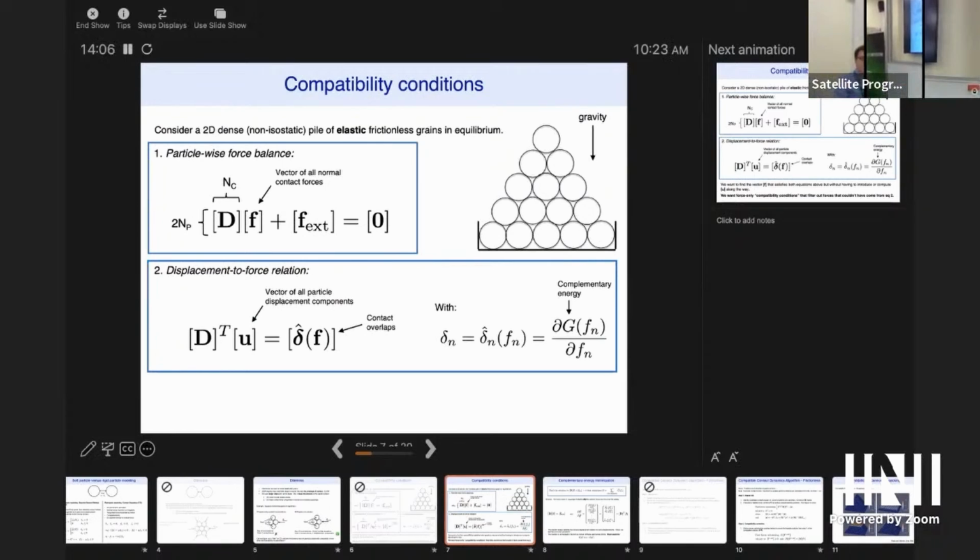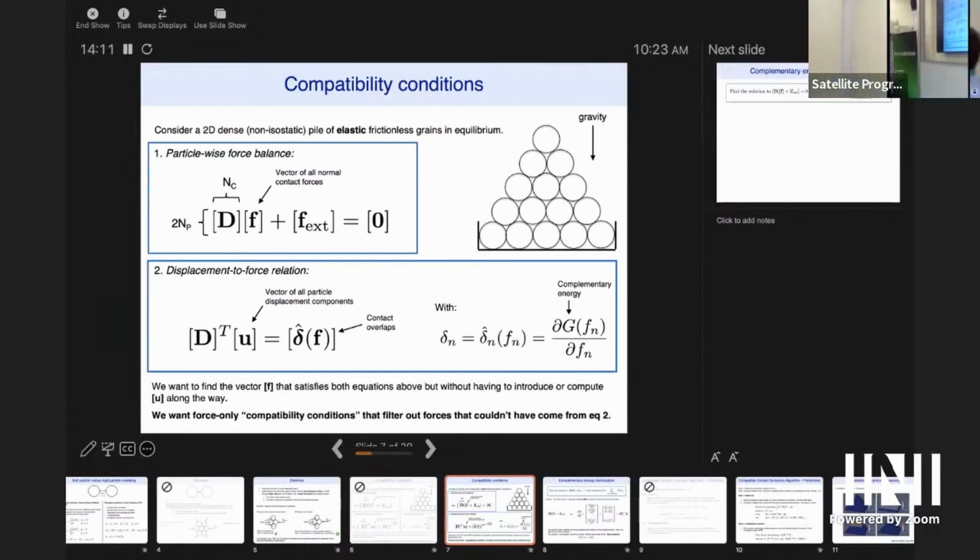So let me return to my question and state it now according to these mathematical statements. I want to find that vector f. It needs to satisfy both sets of equations above. But I want to find it without ever having to calculate u. I want to get rid of that step and somehow have it find the solution that I would have gotten otherwise, but without having to calculate u along the way. Okay? And that is to say, we want force-only compatibility conditions that will filter out the forces that could never have come from 2. Right?